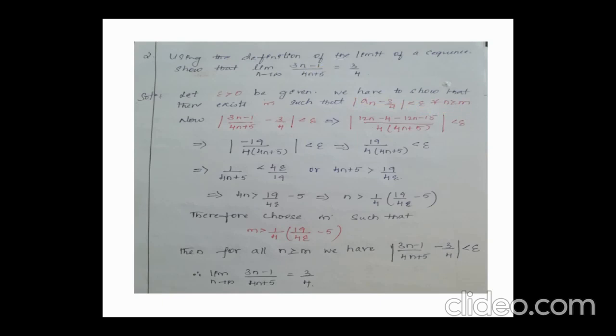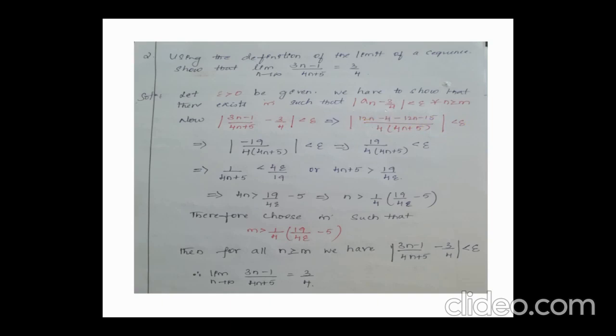Okay, now what is our an value? An is 3n minus 1 divided by 4n plus 5. Now we shall substitute here the an value. So we get modulus of 3n minus 1 divided by 4n plus 5 minus 3 by 4 is less than epsilon. Now cross multiplying this, so we get 12n minus 4 minus 12n minus 15 divided by 4 into 4n plus 5. So when we simplify this, we will be getting this. Now this is less than epsilon.